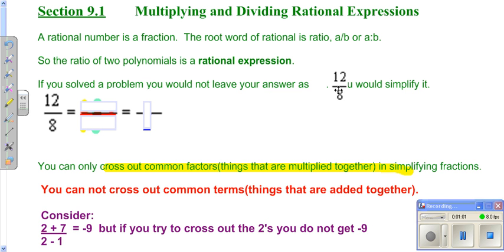Now, we're going to go ahead and take a look at simplifying something. Suppose you had 12 over 8. Most of the time you would not leave it as 12 over 8, because you know 12 is 2 times 2 times 3, and 8 is 2 times 2 times 2. You know that 2 over 2 is a special form of 1. So that drops out, leaving you only with 3 over 2.